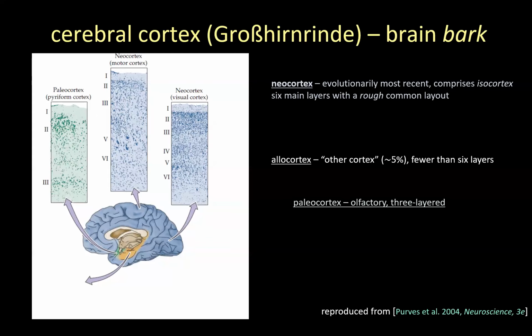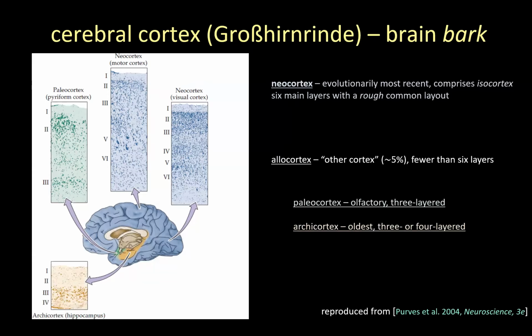The other cortex, or allocortex, is about 5% of the remaining surface of the cerebral cortex. Again, fewer than 6 layers. We also have the paleocortex, which is older cortex. The archicortex is the oldest evolutionarily. It has 3 or 4 layers, and includes structures that I'm sure you're aware of, such as the hippocampus. And there are other cortices defined at the transitions between these different cortical types.